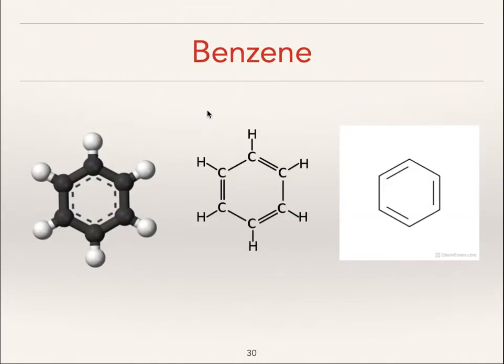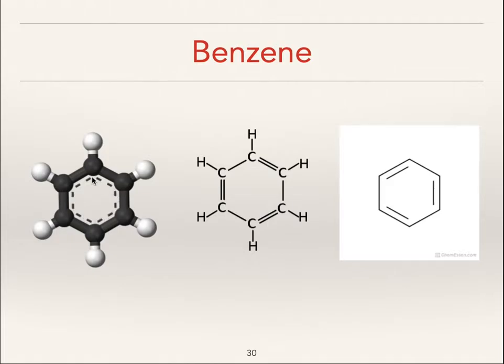Here is how benzene usually gets represented. These are 3 ways. There are other ways you can do it, but these are the most common. So here's a ball and stick model. Of course, the black is carbon and the white is hydrogen. 6 carbons, 6 hydrogens.